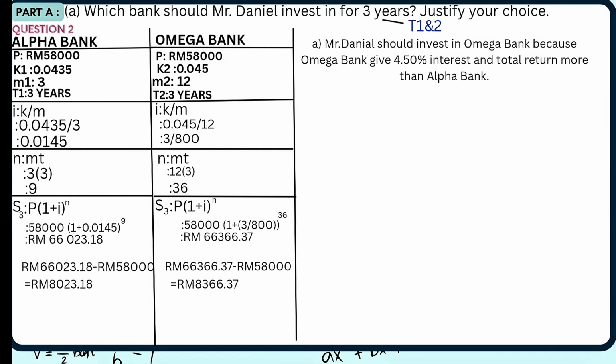Now read the question carefully. So, for the question A, we need to justify which bank Mr. Daniel should invest for 3 years, which means we need to calculate for Alpha Bank and Omega Bank. First thing first, we need to list the information for P and T. Alpha Bank and Omega Bank are same, but the K and M is different. So, insert into the formula to find periodic investment rate, number of interest periods, and compound amount. And then we get compound amount for Alpha Bank is 60,023 ringgit 18 cent, and for Omega Bank is 66,366 ringgit 37 cent. So the answer is Mr. Daniel should invest in Omega Bank because it gives interest and total return more than Alpha Bank.